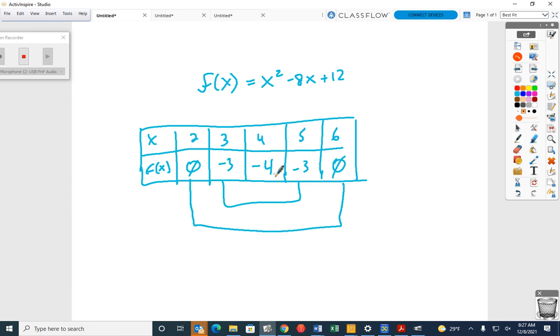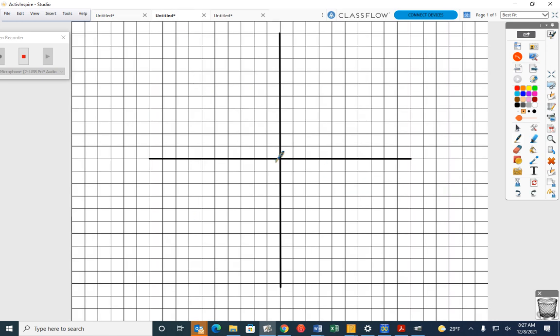So what's next? What do we need to do next? Graph it. Let's graph it. Okay, so let's graph this first one. Over 2, up 0. Well, already this one's different, isn't it? 3, negative 3. Okay, what's the next one? Over 3, down 3. Yes. And what's the next one? 4, negative 4. Over 4, down 4.